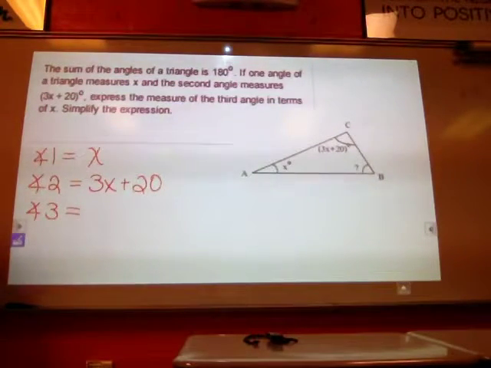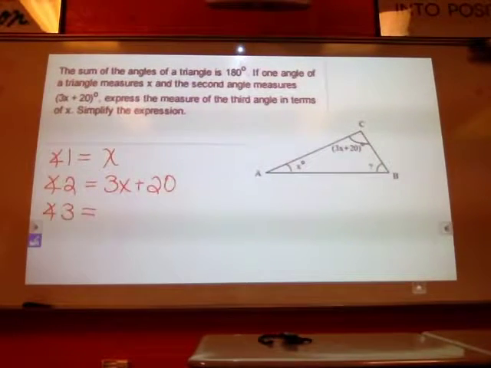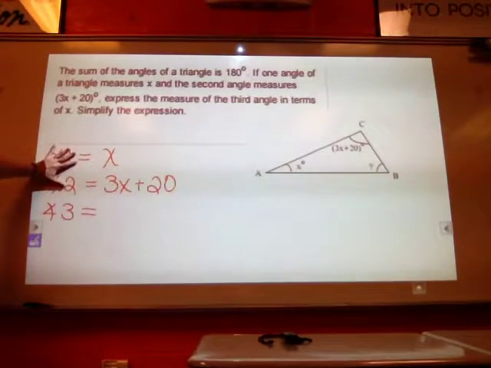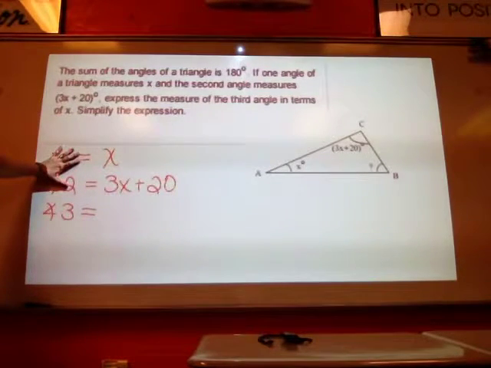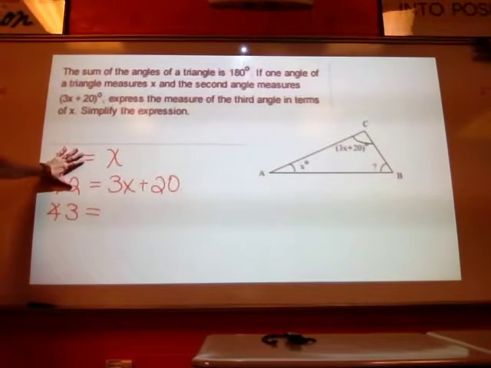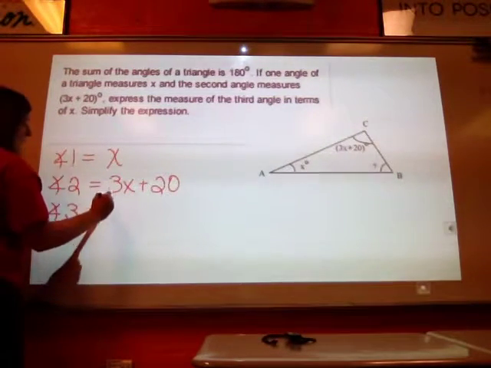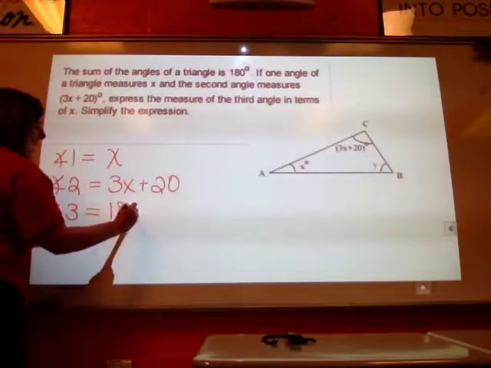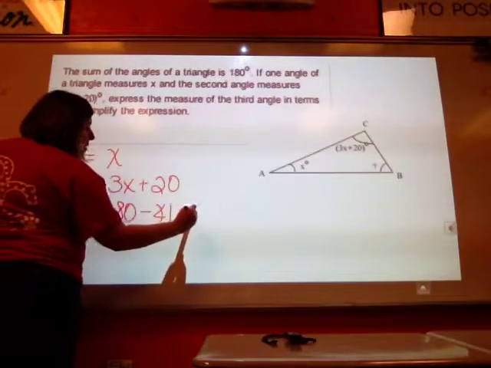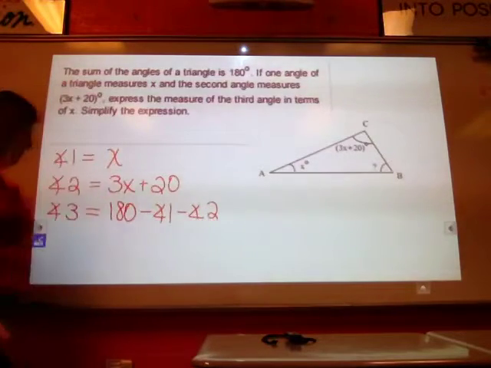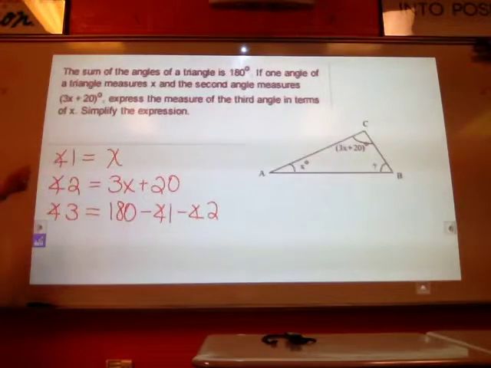okay, and I know that all three of them have to equal 180. So if I know two of them, I can add the two that I know up and subtract that from 180. So if I have 180, and then I could subtract angle 1 from that, and then I could subtract angle 2 from that too, right? So 180 minus this angle would get me angle 3, because they all have to be 180.